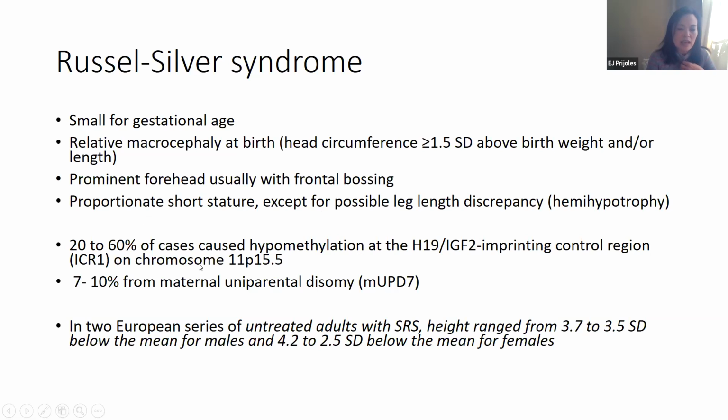These are often related to epigenetic abnormalities or UPD, so oftentimes it is difficult to confirm the underlying genetic cause, but we have been able to in some. Treatment, if this is identified: growth hormone may be helpful. In untreated adults, height may range from 3.7 to 3.5 standard deviations below the mean for males, and 4.5 to 2.5 standard deviations below for females.